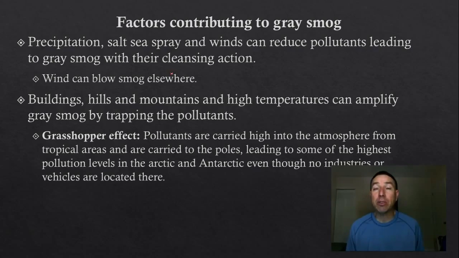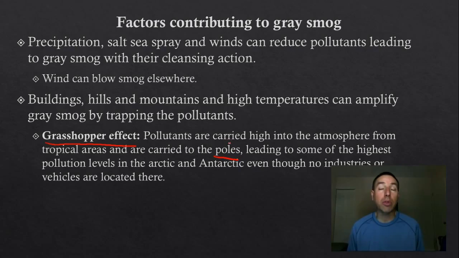We have to realize we do produce these pollutants, however, and so what happens is what we call the grasshopper effect. We produce these pollutants, but they don't affect us, and they travel somewhere else, and they will affect those other places. And one of the places that they're really starting to affect is the poles.